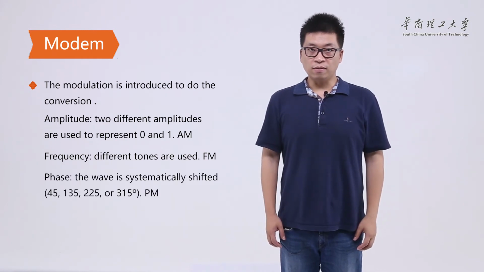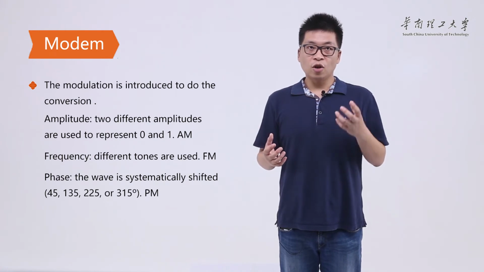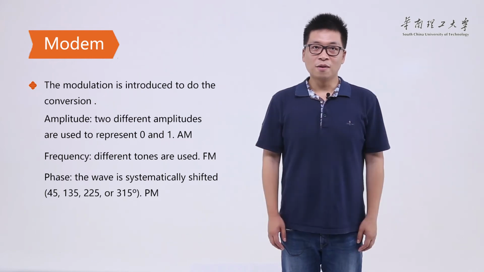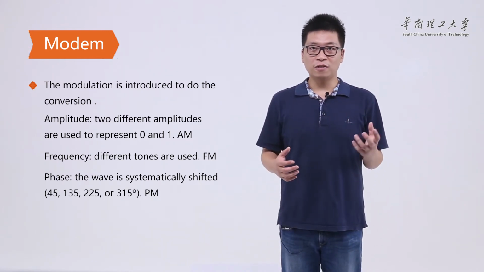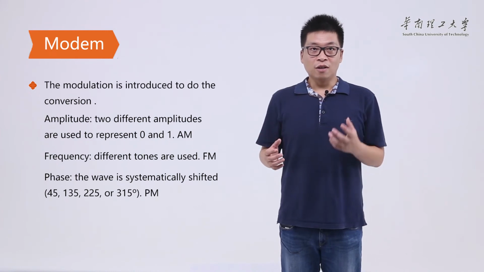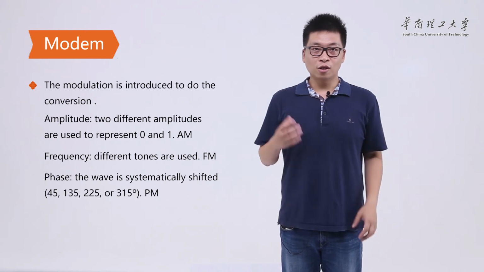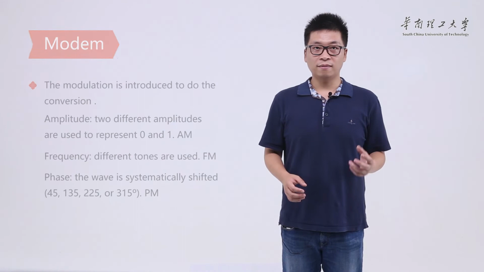Phase modulation, PM. It uses different phases or the change of phases to represent digital information. For example, the waves can be systematically shifted to different phases: 45 degrees, 135 degrees, 225 degrees, or 315 degrees.